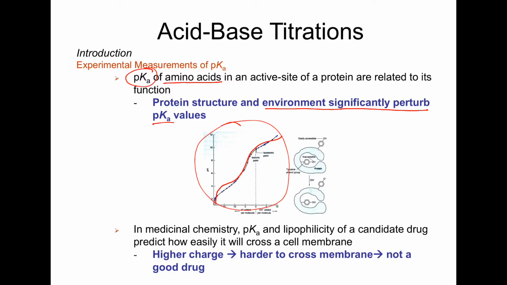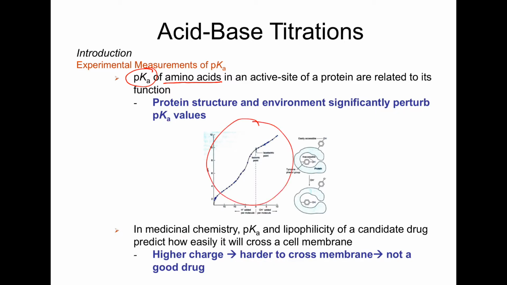Now, this is particularly important in things like medicine and medicinal chemistry because how a molecule, like an amino acid, reacts to its environment helps us predict how easily it'll cross a cell membrane. And if you're studying something like drug delivery, you're really concerned with getting molecules across a cell membrane so that they can be delivered to the cell.